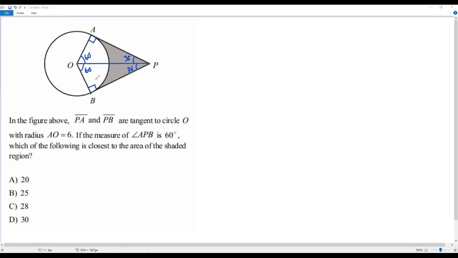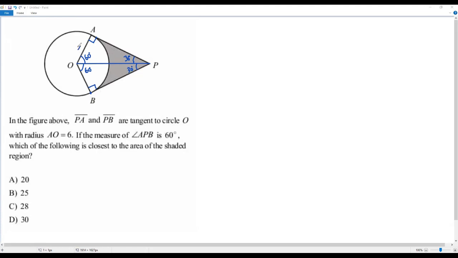Okay, now let's consider the right triangle OAP. It is a special right triangle, that is, a 30, 60, 90 special right triangle. In a 30, 60, 90 special right triangle, the side which is opposite to the smallest angle measure is considered to be the shortest leg. So in this triangle OAP, OA is the shortest leg because it is opposite to the smallest angle measure.